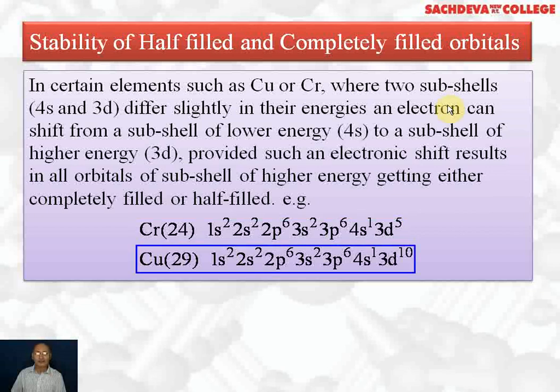Copper 1s2, 2s2, 2p6, 3s2, 3p6, 4s1, 3d10. Expected is 4s2, 3d9. Actual is 4s1, 3d10. Reason is 4s becomes half filled, so it's more stable. 3d10 becomes completely filled, it is also more stable. That's why copper has outer electronic configuration 4s1, 3d10. That illustrates that half filled and completely filled orbitals are more stable.